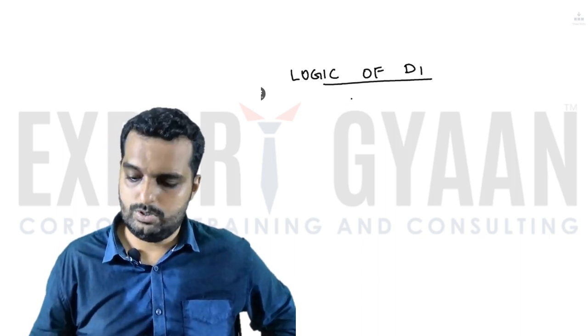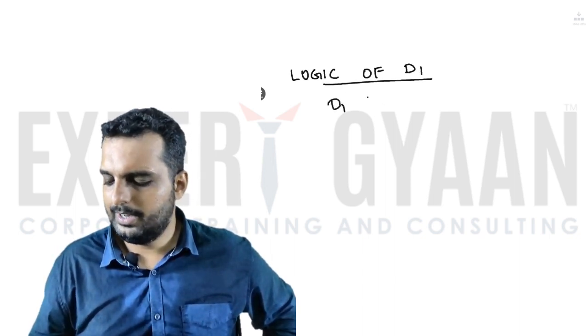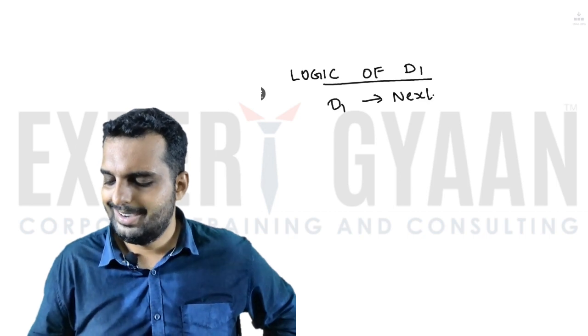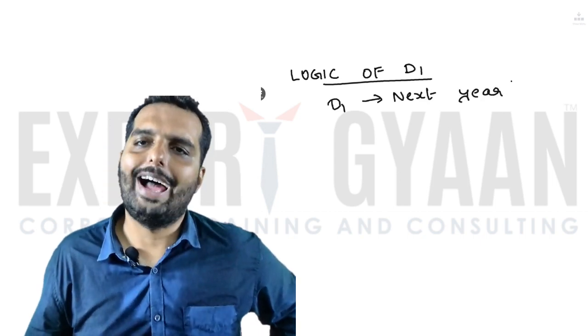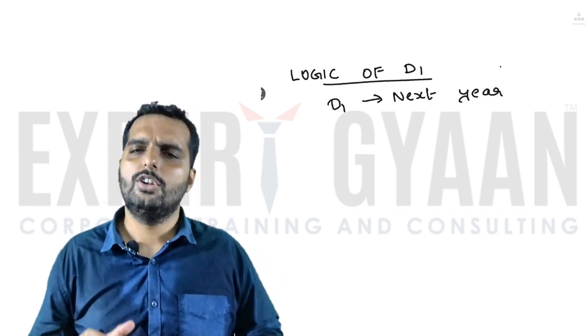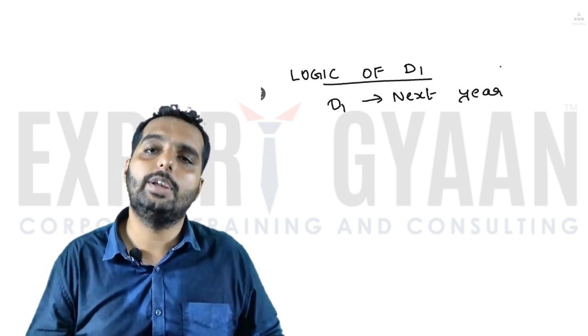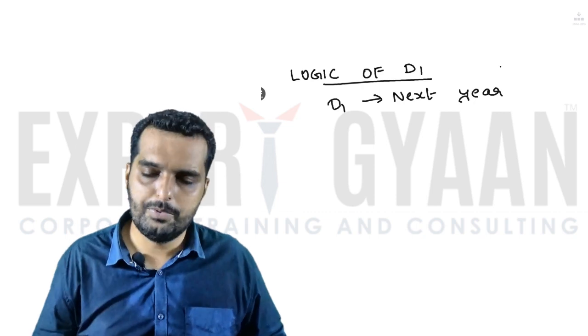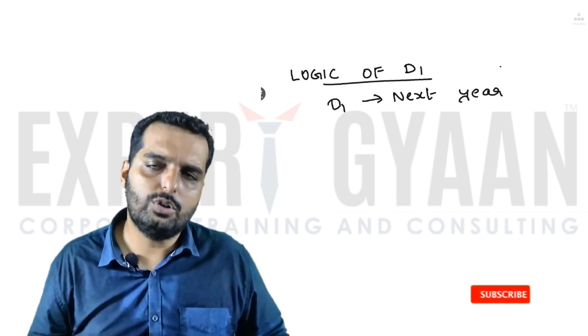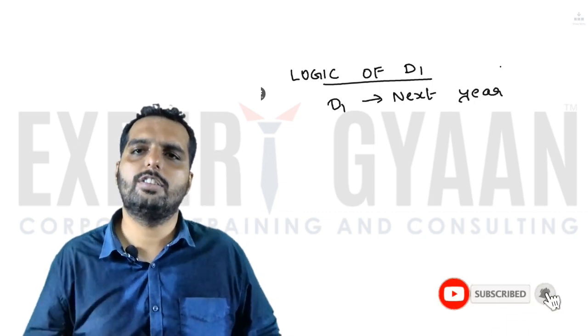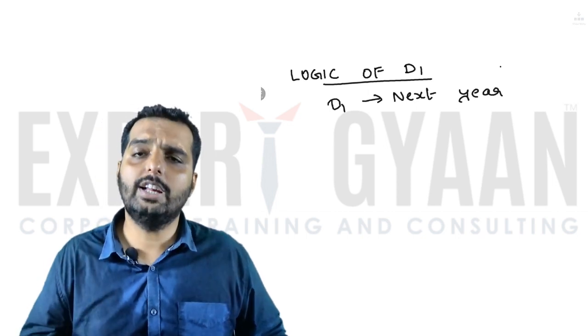Friends, as I told you earlier, D1 means dividend next year. Now, as far as the exams are concerned, students get very confused as to what is this D1 and what is this D0. Friends, I will explain the logic of what is D1 and what is D0 using the following table.